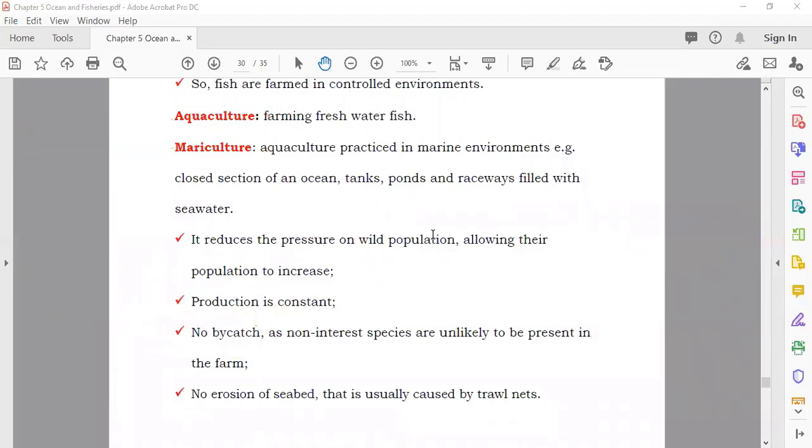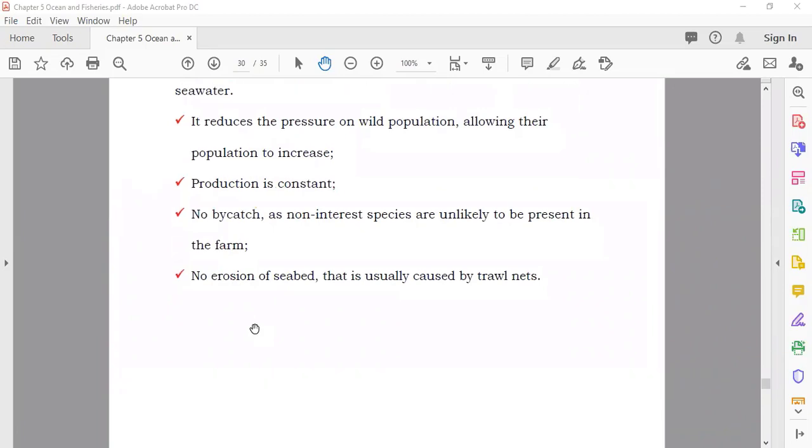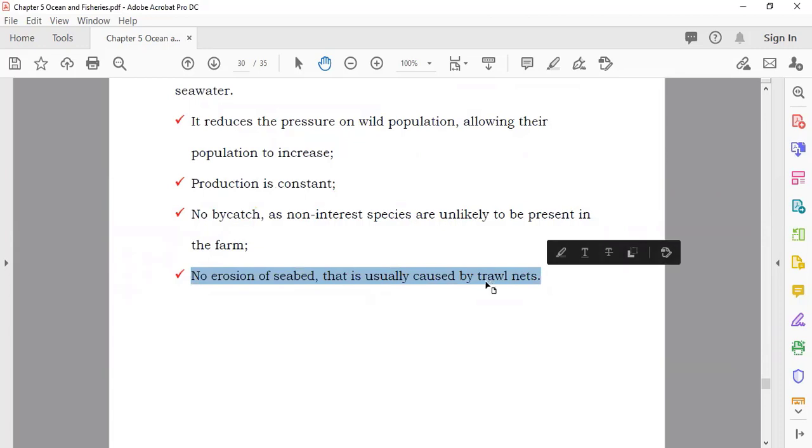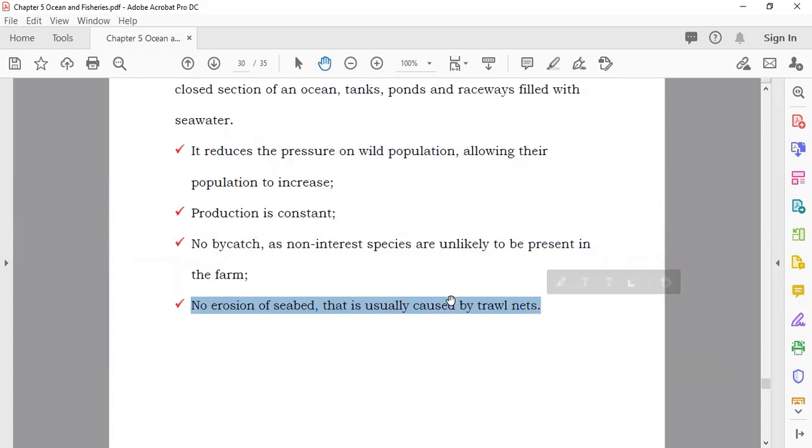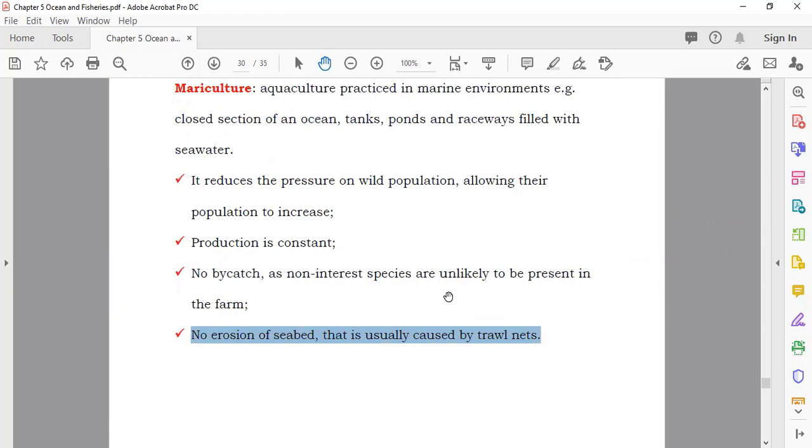Okay. Now, after that, here you will not find erosion of the seabed, because you're using the trawl net in the other case, but here you will not use that big one because that's a small area and you can use the other nets for that, and that can be easier.